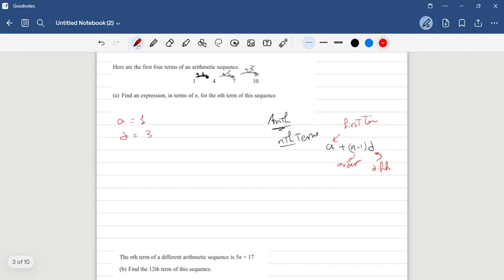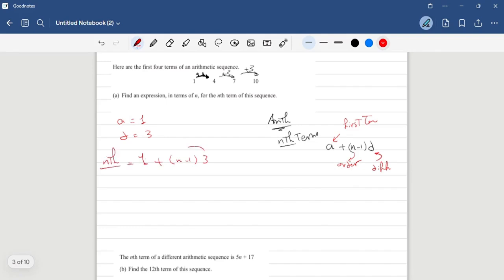Now, if he asks me to find an expression in terms of n for the nth term of the sequence, I will apply the rule: a plus n minus 1, multiplied by d. a will be 1, plus n minus 1, all multiplied by d, which is 3. Okay, this is the nth term.